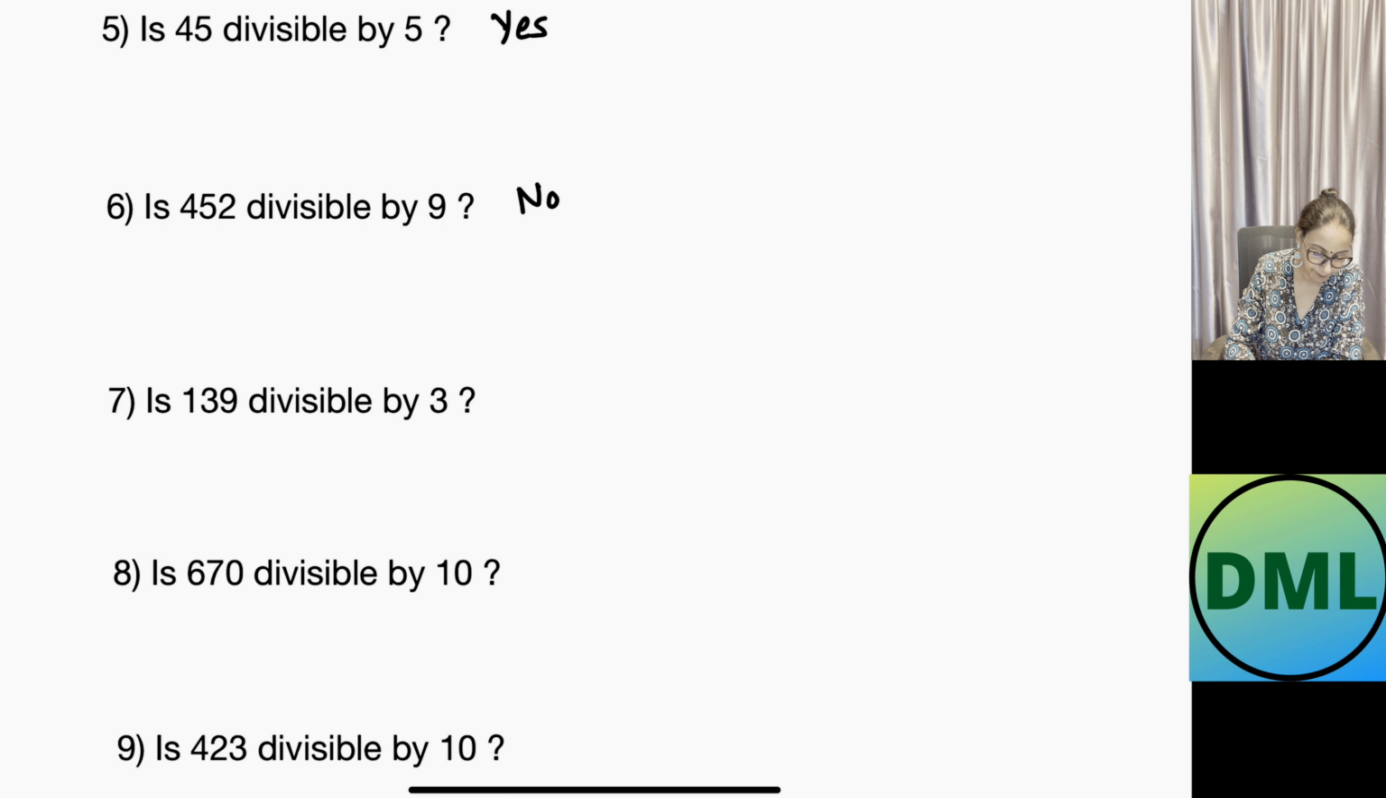Let's see the next example here. Is 139 divisible by 3? Let's add the digits here. 9 plus 1, 10. 10 plus 3 is 13. 13 is not divisible by 3. So my answer is no here.